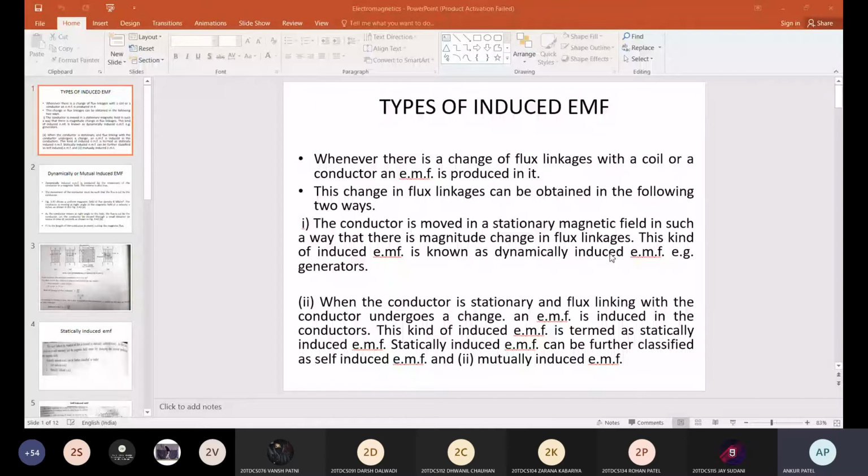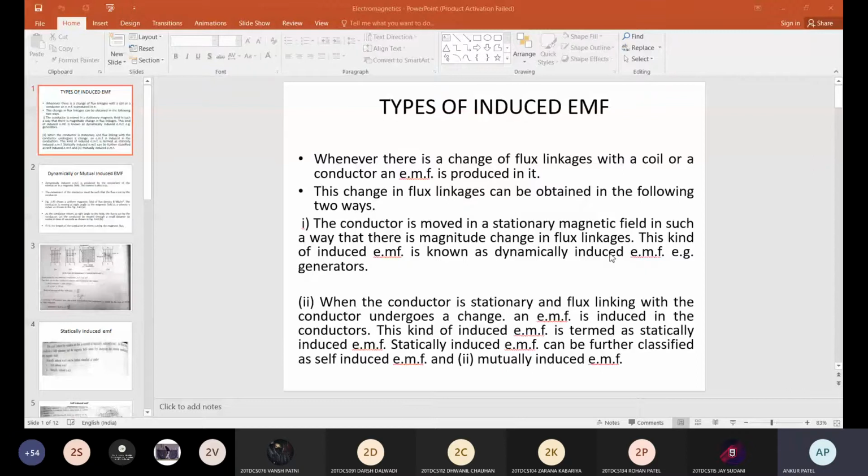Lenz's law states that when the flux linking with the coil changes, an electromagnetically induced EMF is produced, and hence current flows in a coil or circuit in such a direction that the magnetic field set up by it tends to oppose the very cause, or we can say it opposes the original flux which produces it. So this is the statement of Lenz's law.